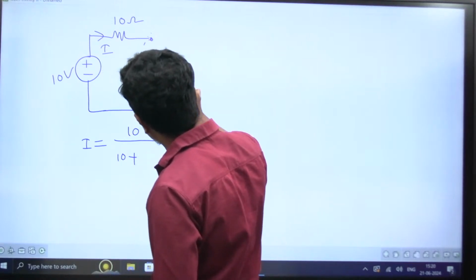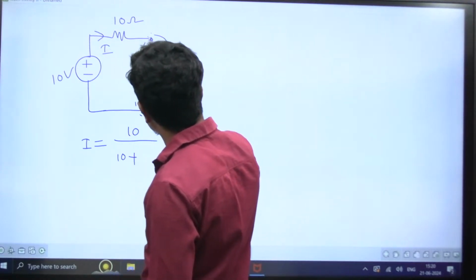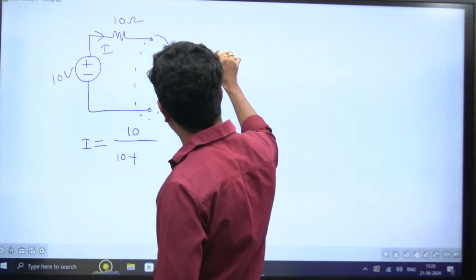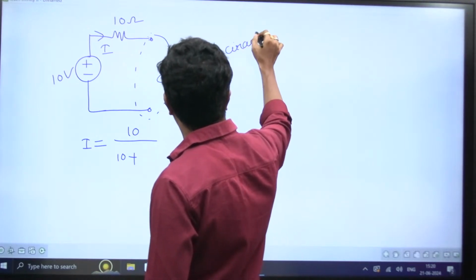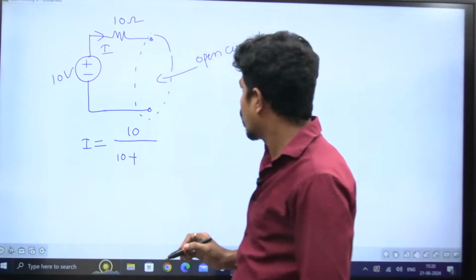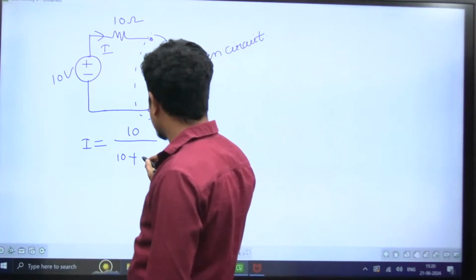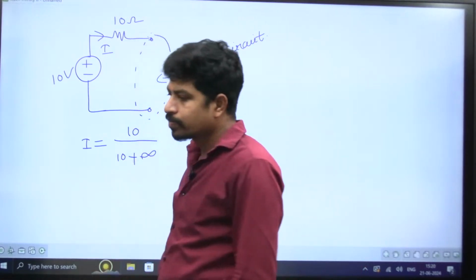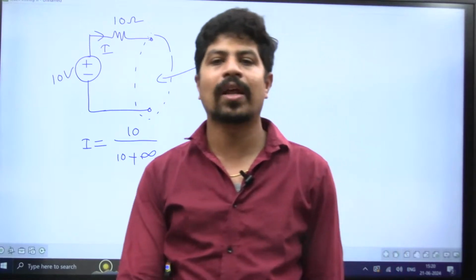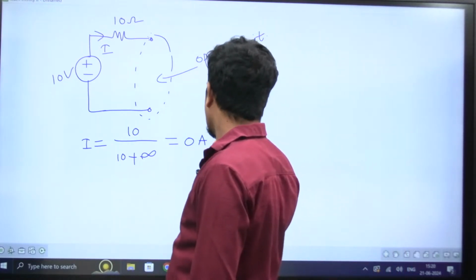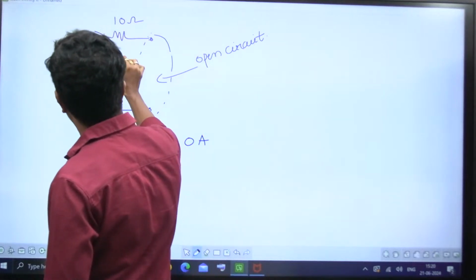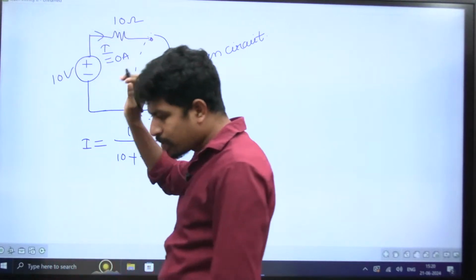If nothing is connected, it is called an open circuit. The resistance of an open circuit is infinite, remember. Therefore, how much is the current? 0 ampere, since something divided by infinity is 0. No current will flow in an open circuit. Please do remember that point.